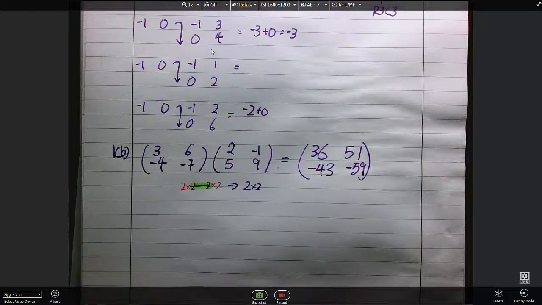Right, and that's it for the first part of multiplication of matrices. Okay, go and try and practice on your own to get the hang of this entire concept.